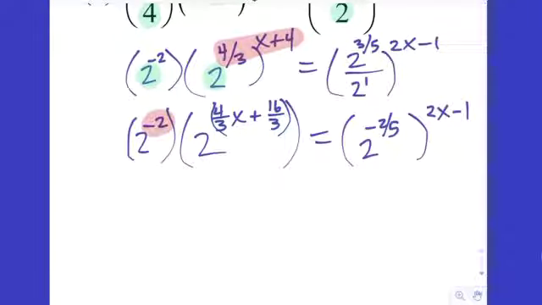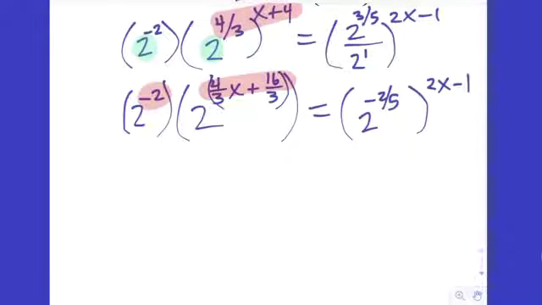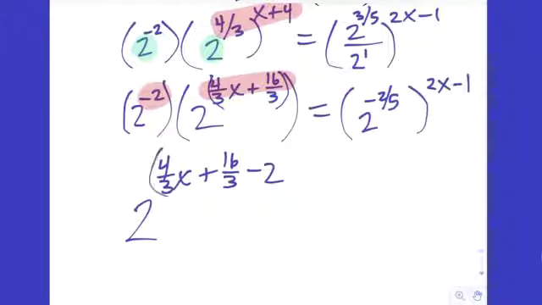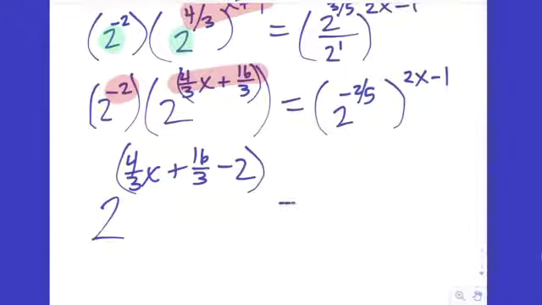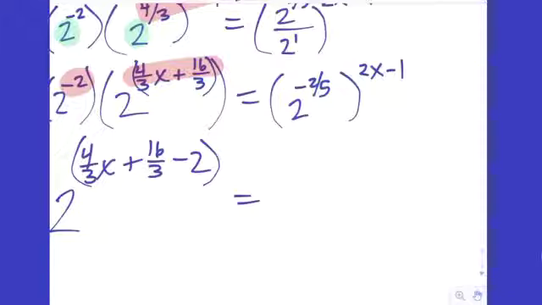Now I'm ready to combine these exponents by adding them because the bases are the same. So we get 2 to the 4/3 x plus 16/3 minus 2. And I'll go ahead and put parentheses around that because that's 3 terms. I don't want that -2 to fall down. And on the right-hand side, we got a power raised to the power, so I'll distribute, and you get 2 to the -4/5 x. It turns into a positive 2/5.